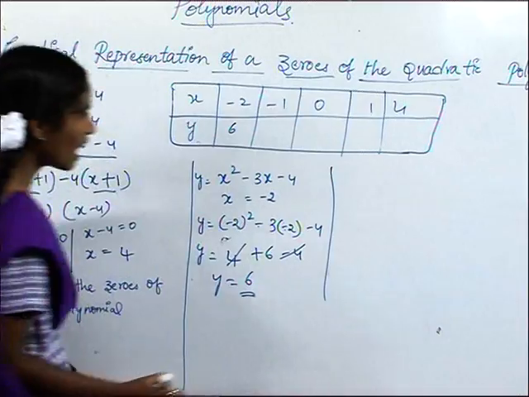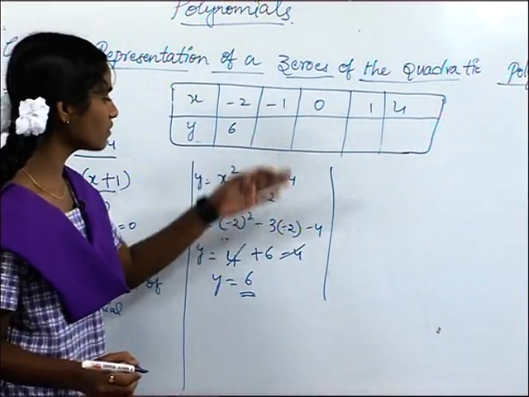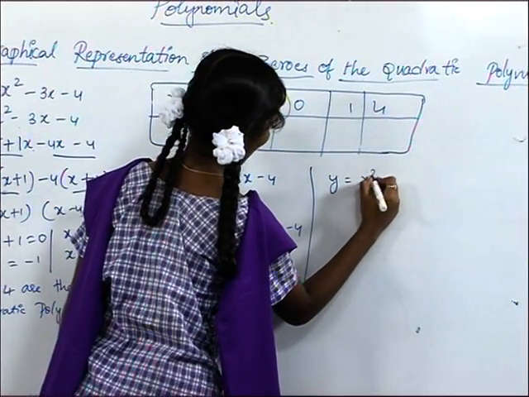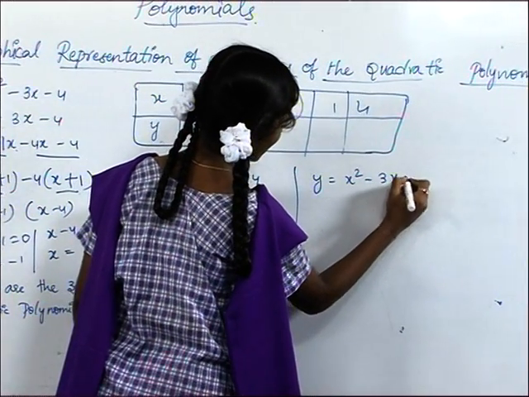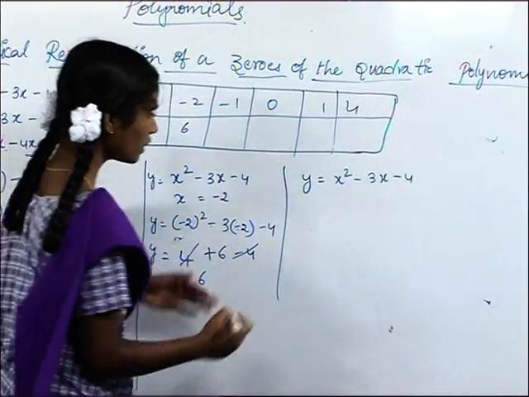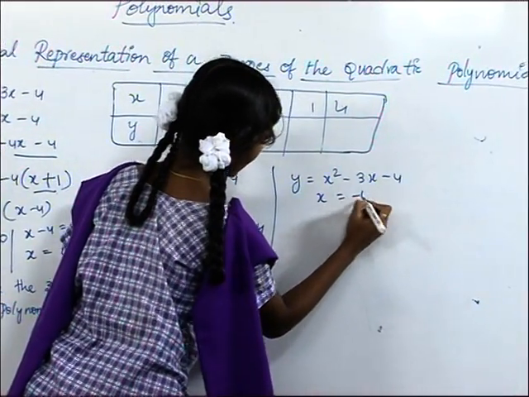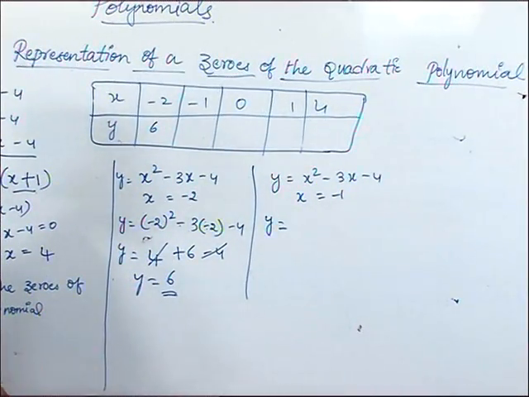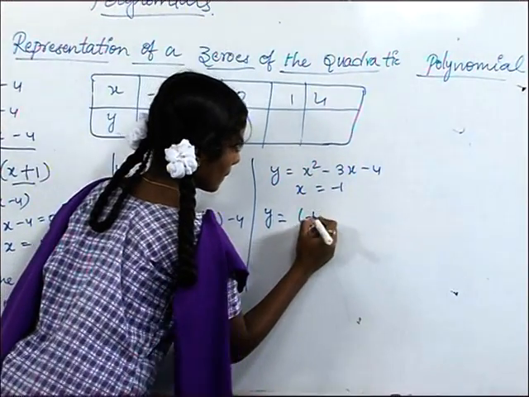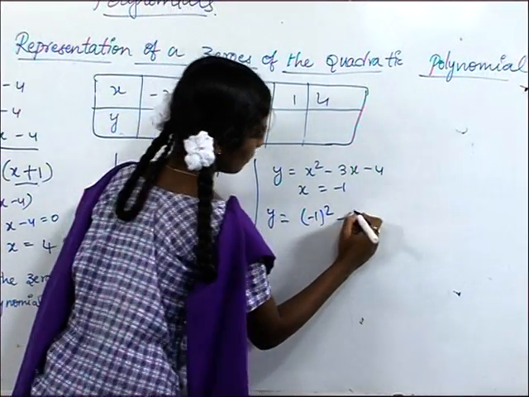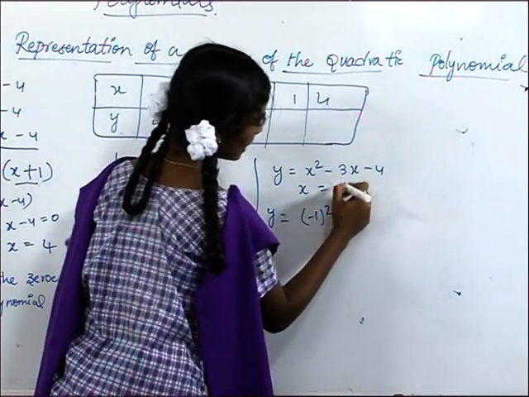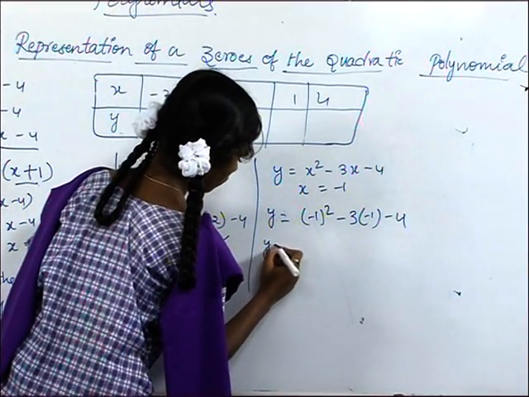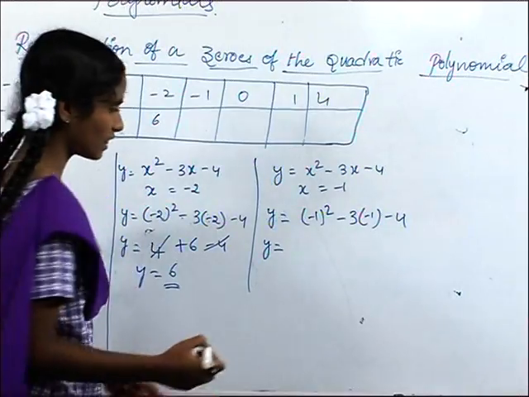Friends, next I am going to solve this minus 1 in this equation. So y equals x square minus 3x minus 4. Now x equals minus 1. Here y equals, in x place I am going to take minus 1. Minus 1 whole square minus 3, here in x place I am taking minus 1, minus 4. So here 1 whole square means nothing but 1.